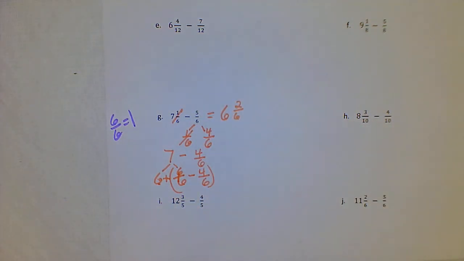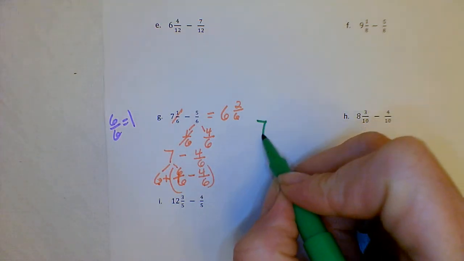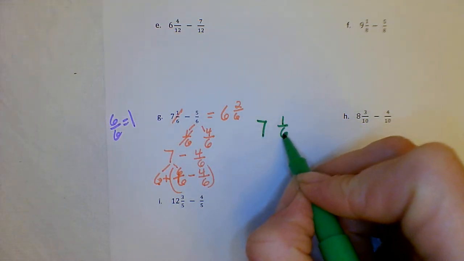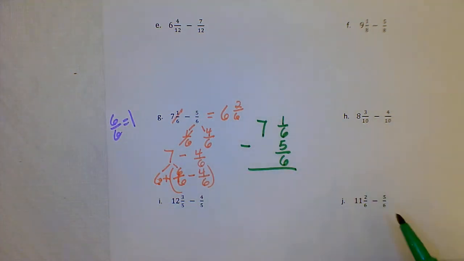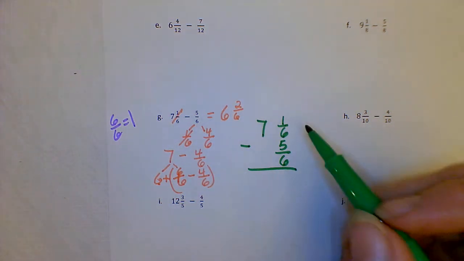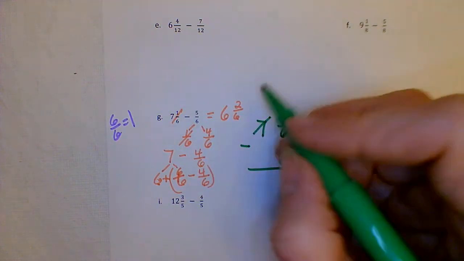And now let's do it the vertical way. This time we're going to do it really easily. We're going to use that shortcut right from the start. So we're starting with 7 and 1/6 minus 5/6. And remember, all right, I cannot subtract 5/6 from 1/6, so 7 is going to give up one of it.